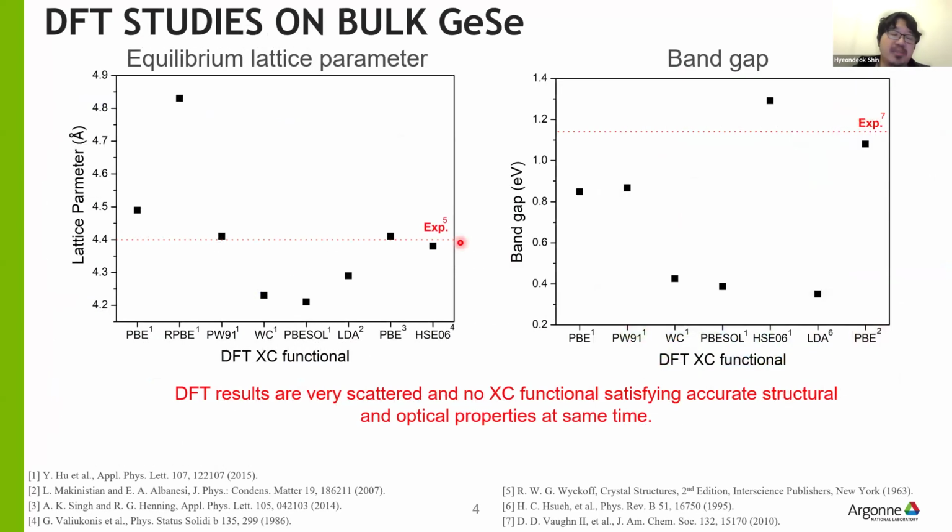So those structures have been studied in many ways. DFT is a well-known approach to study these 2D monochalcogenide structures. This figure shows previous DFT studies of the equilibrium lattice parameters and band gaps of bulk germanium selenide with various exchange correlation functionals. As we see in these two figures, DFT results are very scattered, and no exchange correlation functional describes the structures and optical properties accurately at the same time.